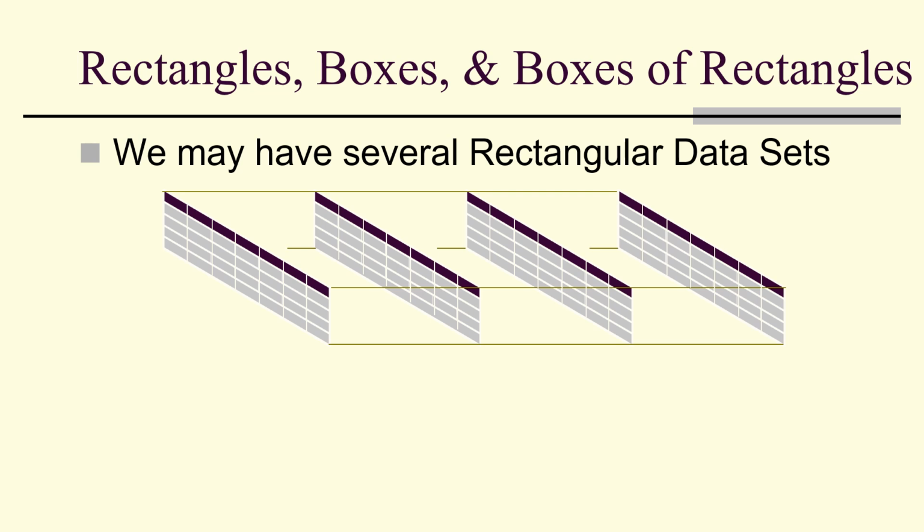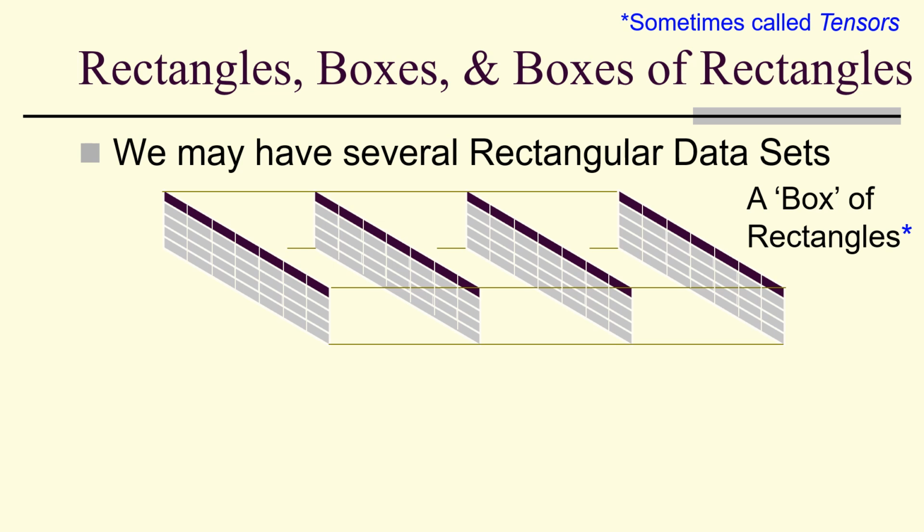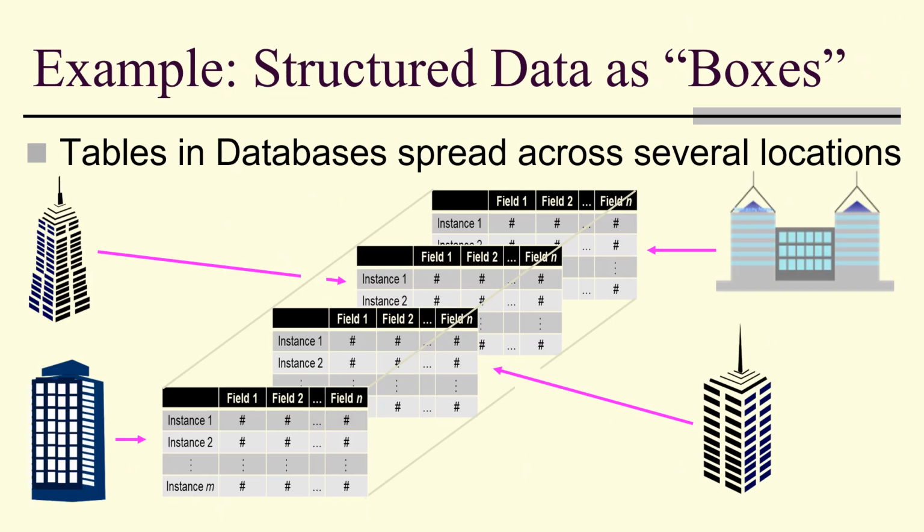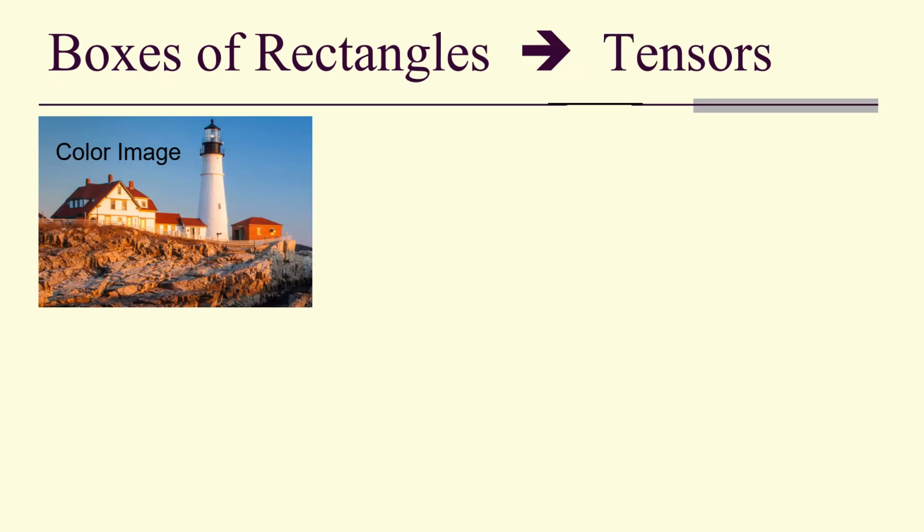So at times we'll have several rectangular data sets that form a box of rectangles that we'll often call a tensor. For example, a collection of spreadsheets. And this is going to be something that often makes data sets quite large. 100 spreadsheets with 100 observations of 100 factors, that's 1,000,000 data points. But you'll see this, for example, if you had databases spread across several locations and you had several different tables from different locations, then you might end up with a box of rectangles.